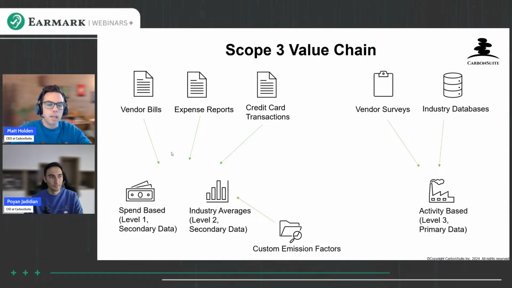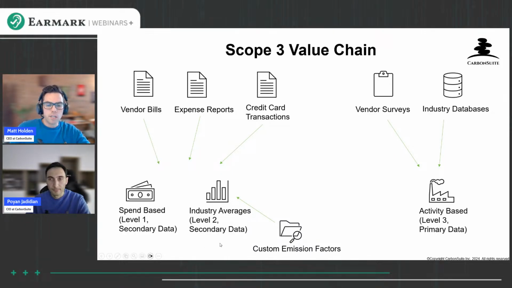And so this data can come into your carbon accounting process in a couple different ways. I won't, again, spend too much time on this either today. We'll focus on corporate. But roughly speaking, as far as collecting value chain data, you can get it from vendor bills, expense reports, and credit cards, purchase transactions, and you can calculate emissions based on the amount spent. This is kind of our, we call it level one secondary data. It's a high level estimate of your emissions based on how much you spent on the product. That's one way you can do it.